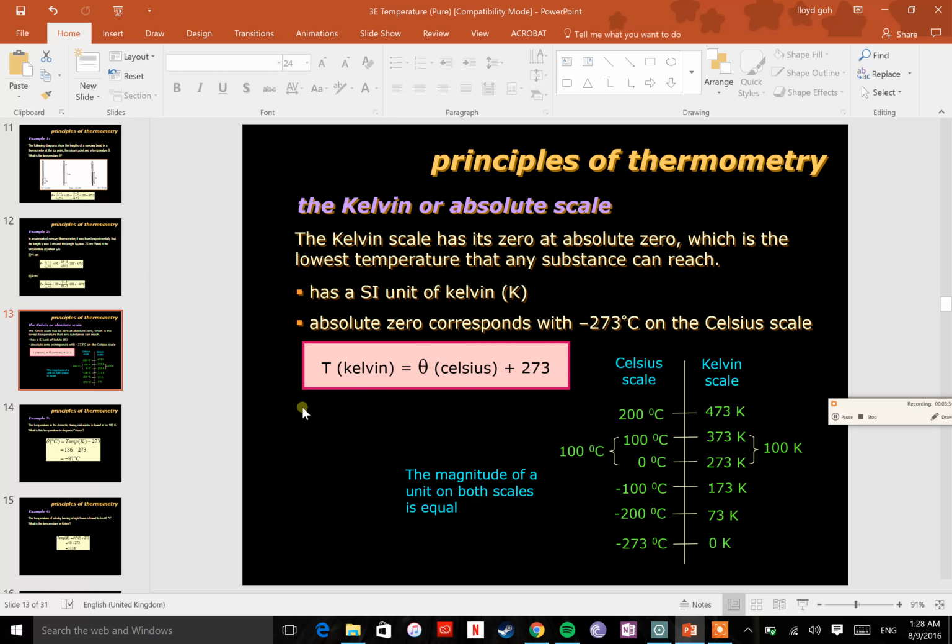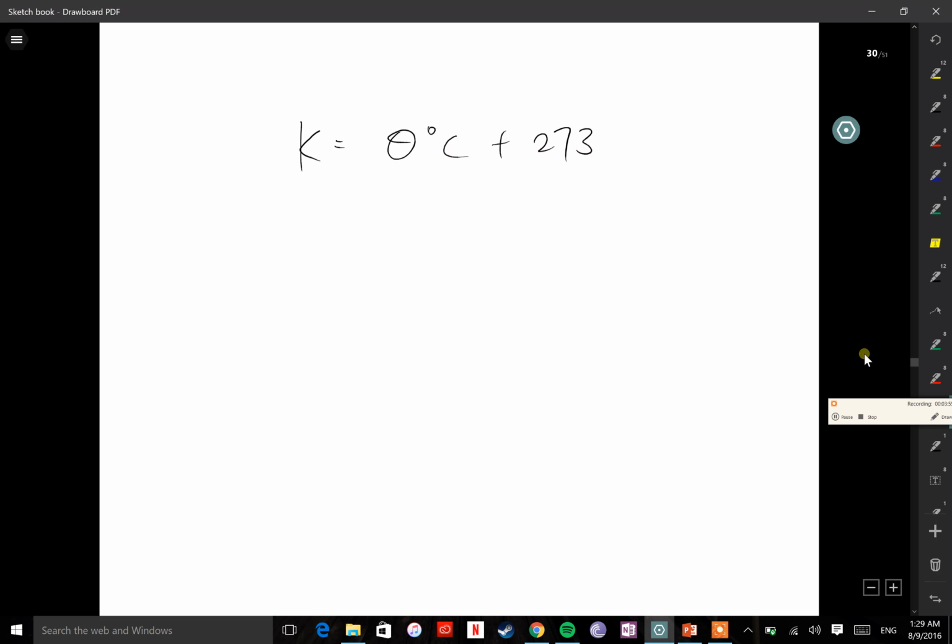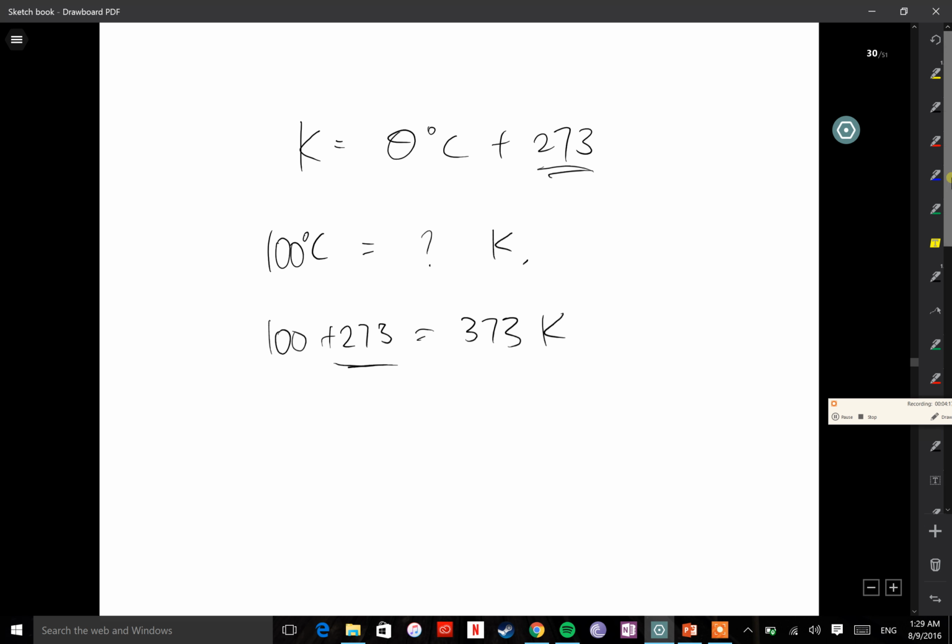Now, if you look at your notes, it's pretty simple. To convert between Kelvin and Celsius, it's written in your notes: Kelvin equals the Celsius temperature theta plus 273. So if I tell you 100 degrees Celsius, what is that in Kelvin? You take 100 plus 273, which equals 373 Kelvin. Now the 273 is constant. How about 0 degrees Celsius? 0 degrees Celsius equals 273 Kelvin.